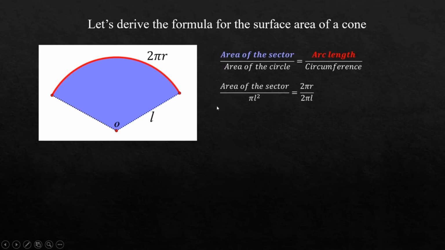The area of the circle is this large circle which you don't see, which I'm showing you here. That area is pi L squared, because the radius of this big circle is L. The arc length is 2 pi r from before. The circumference is the circumference of this big circle, 2 pi L. Okay?